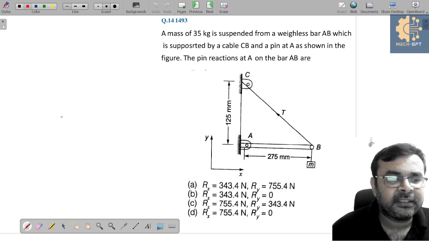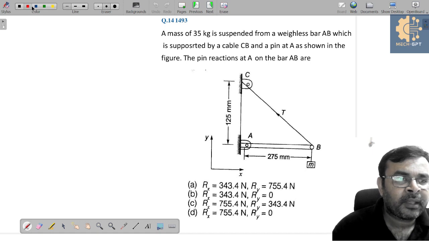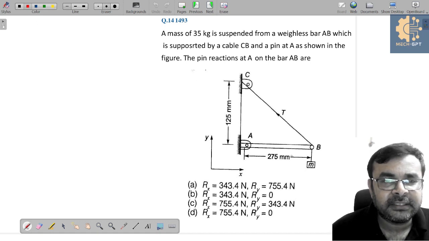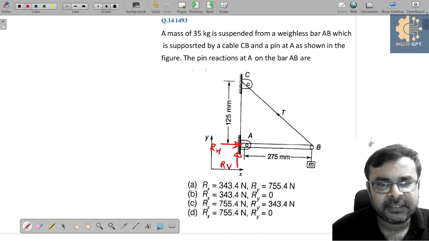Again from truss, and this is a very similar question which will be asked in the GATE exam also. So you can see a mass of 35 kg is suspended from the weightless bar AB. This AB bar is weightless and is supported by a cable CB. At point A, as shown in the figure, the pin reaction at A: you can see here we have the vertical reaction that is RV, and here we have the horizontal reaction that is RH. Is it clear? And at the end here we have a mass M.